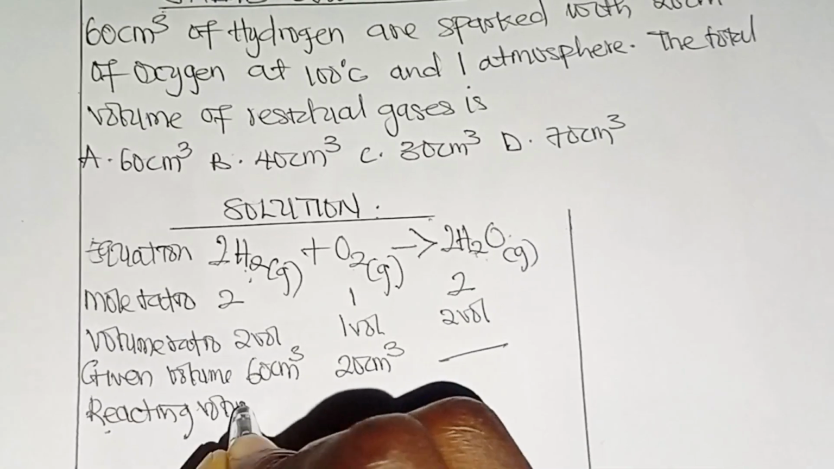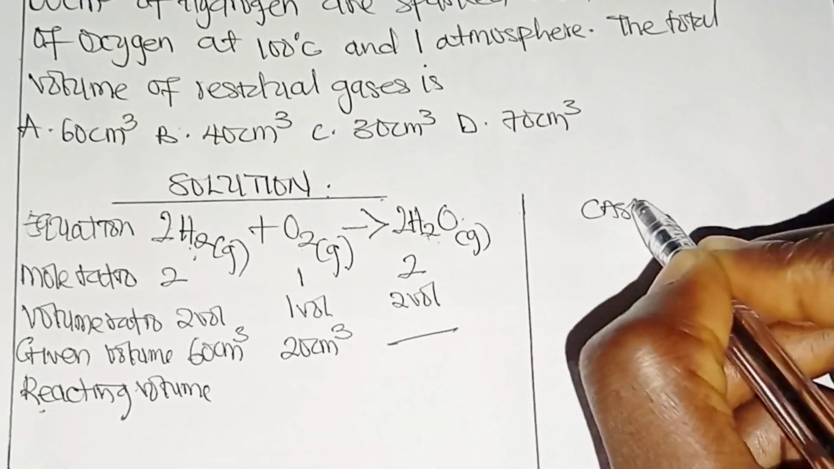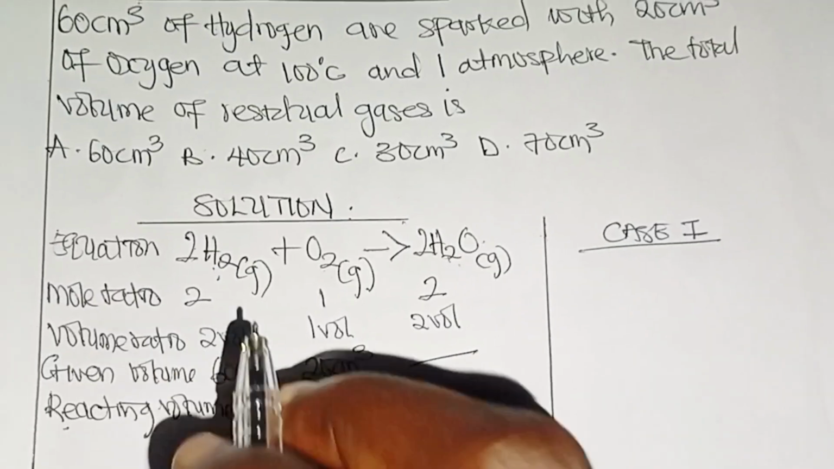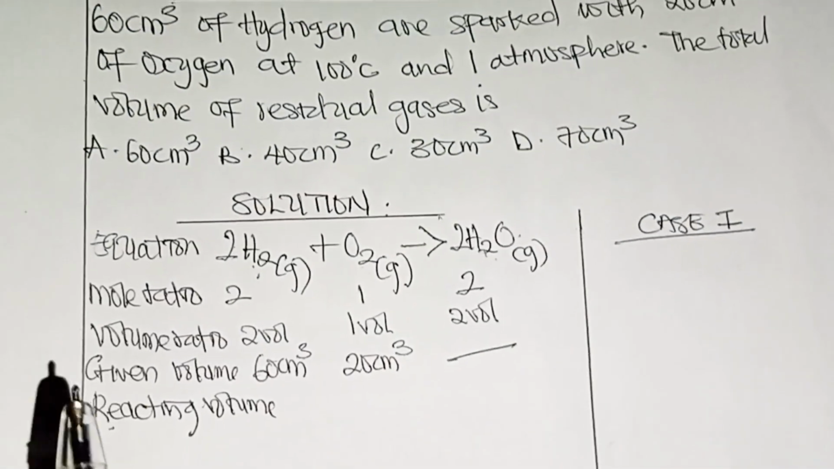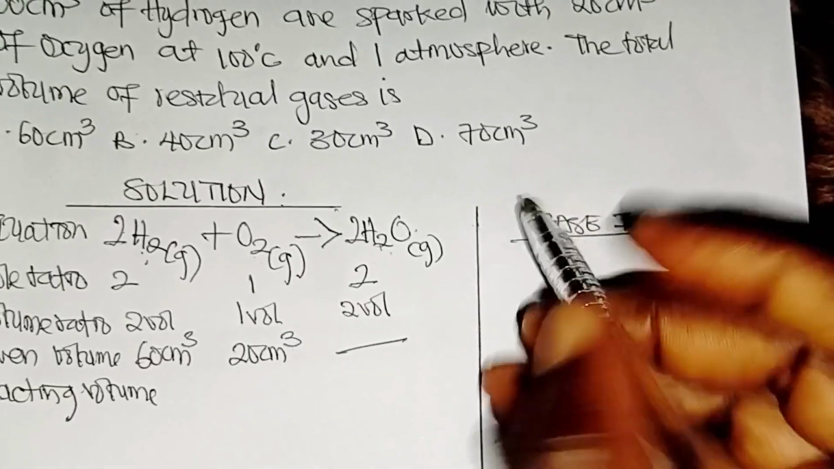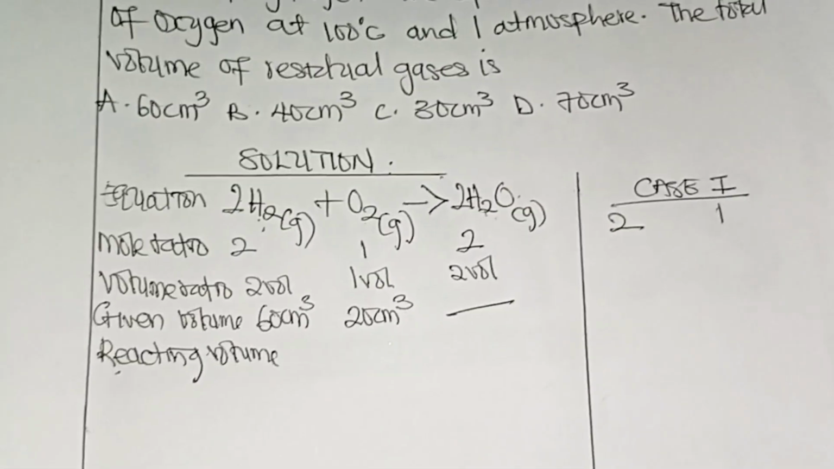Reacting volume. How do you get the reacting volume? Let's call this case 1. Write out the volume of the reactants from the equation. From the equation, this is 2. Hydrogen is 1, right? Good.